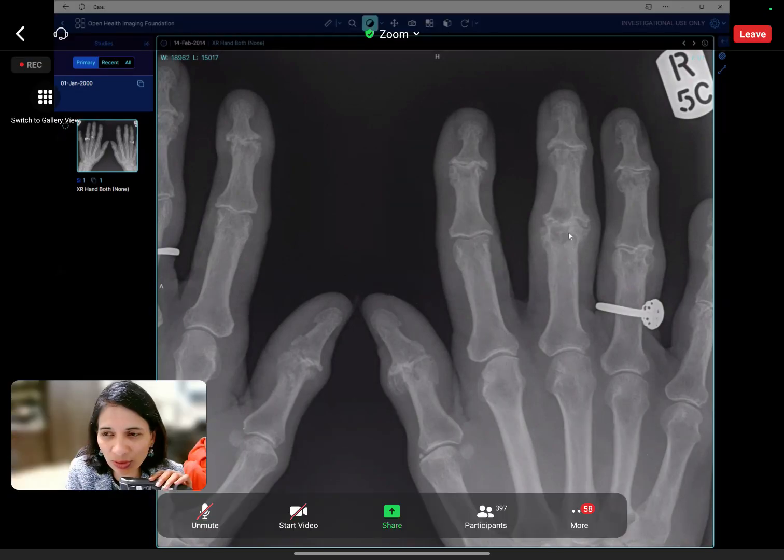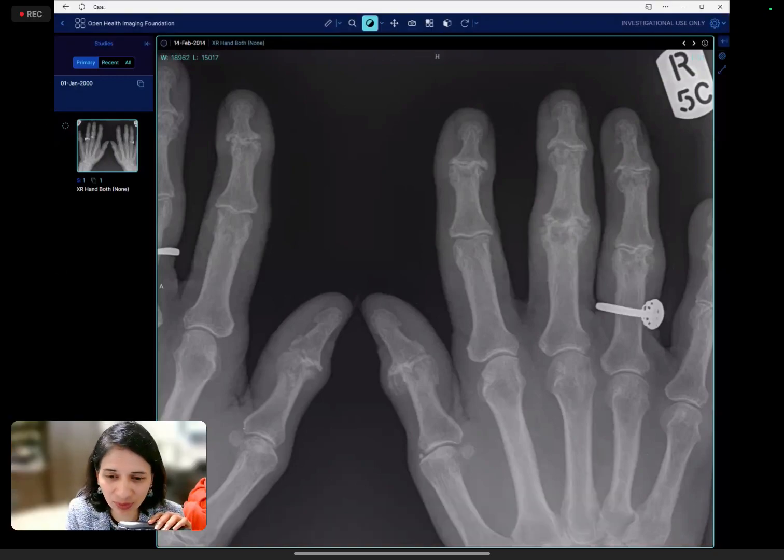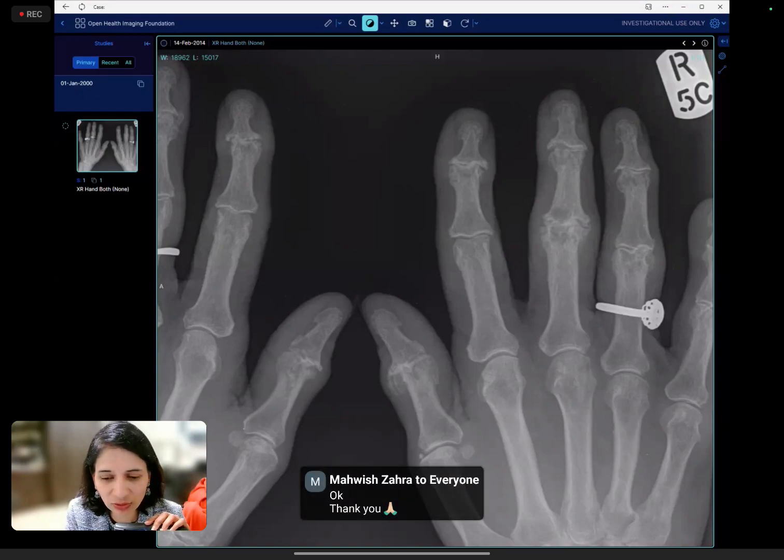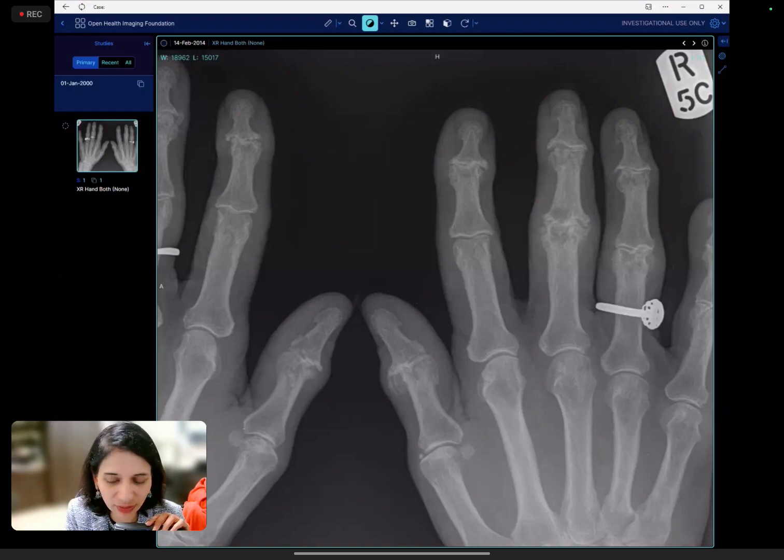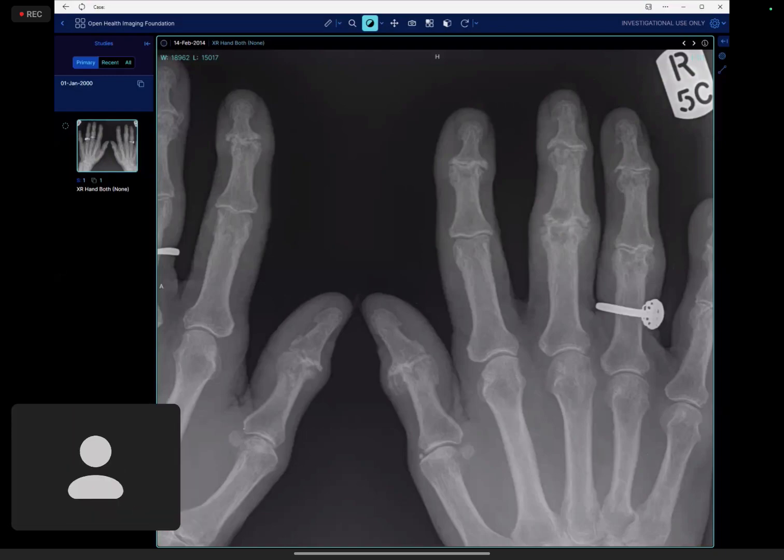And how do you know it is OA rather than psoriatic? They may question you, so don't feel, oh, I must have got it wrong. They're just questioning so that they know that you know the difference, and you're trying to tell them that. For psoriatic arthropathy, there is periarticular erosion, whereas here the central part of the joint is involved.